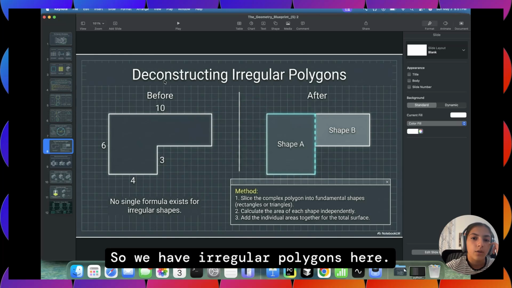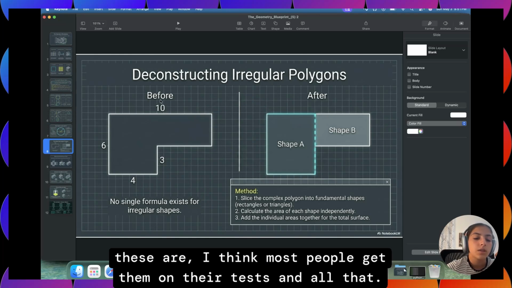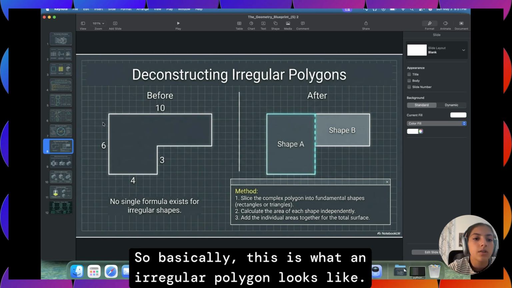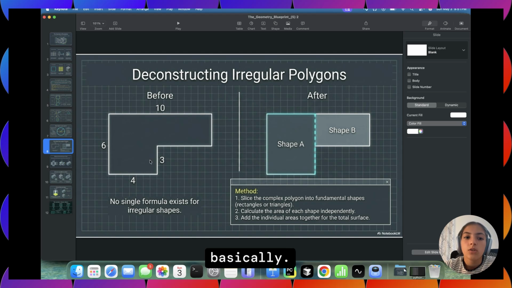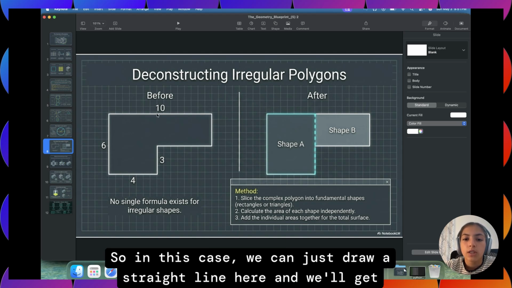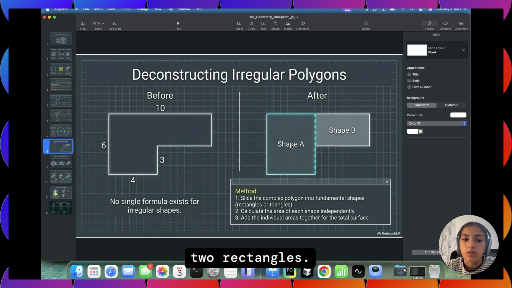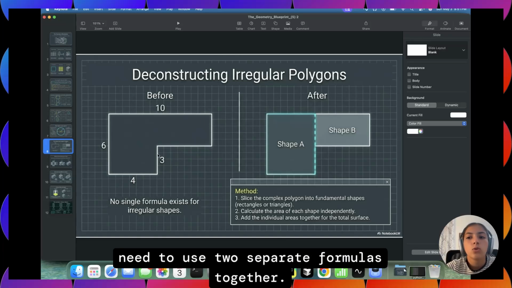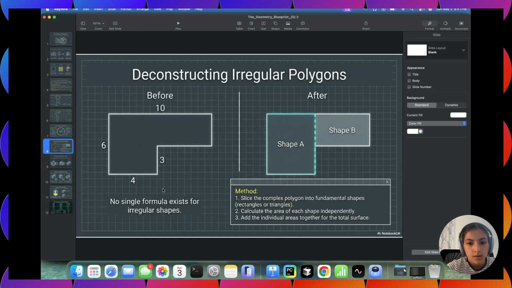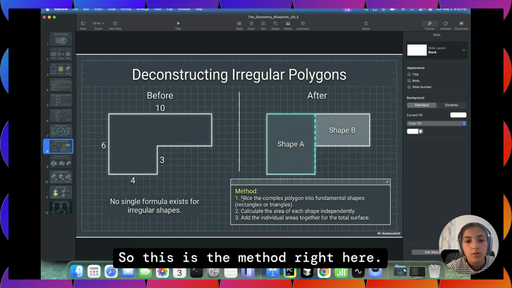So we have irregular polygons here. I think most people get them on tests and all that. Basically, this is what an irregular polygon looks like. What we can do is split it into two shapes. In this case, we can just draw a straight line here and we'll get two rectangles. We need to remember that for irregular shapes you always need to use two separate formulas together. So this is the method right here.